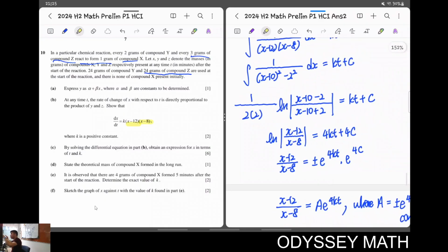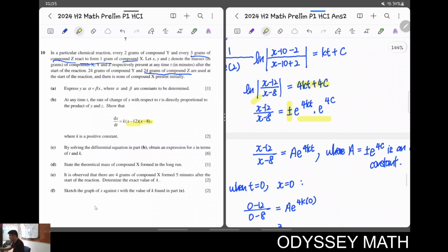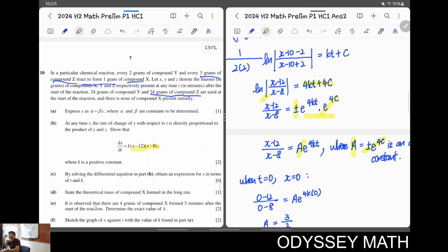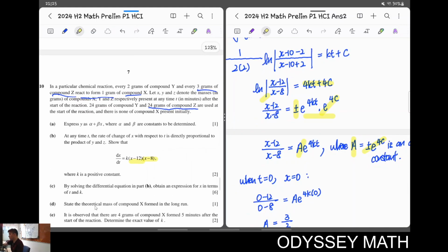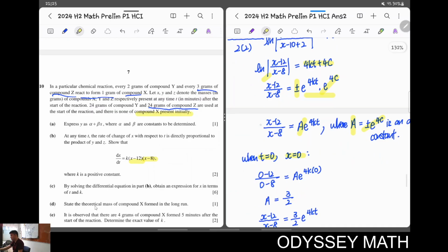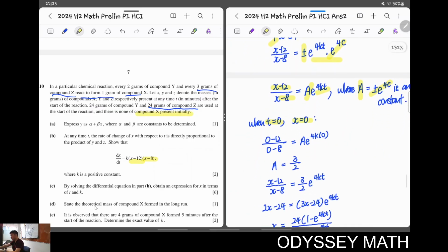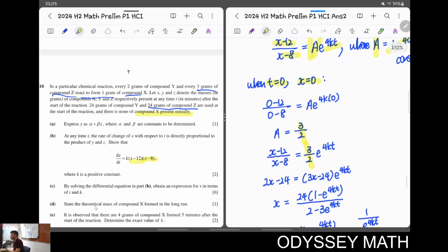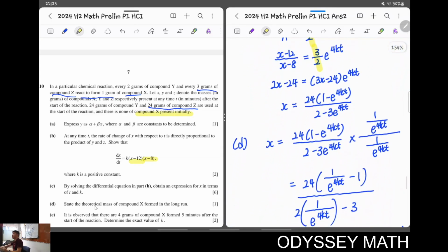Okay, you do the e to the power of 4kt plus 4c, and then you remove the modulus, so plus minus. Use the indices here. And then you always redefine the plus minus e to the power of 4c as A. Got it? And then now, because they say that there is none of compound X present initially, that means that t equals 0, X equals 0. Sub it in this equation here. Solve for your A, which is 3 over 2. Plug it in. Any question? And then you make X the subject. I'm not going to walk through the algebra with you.